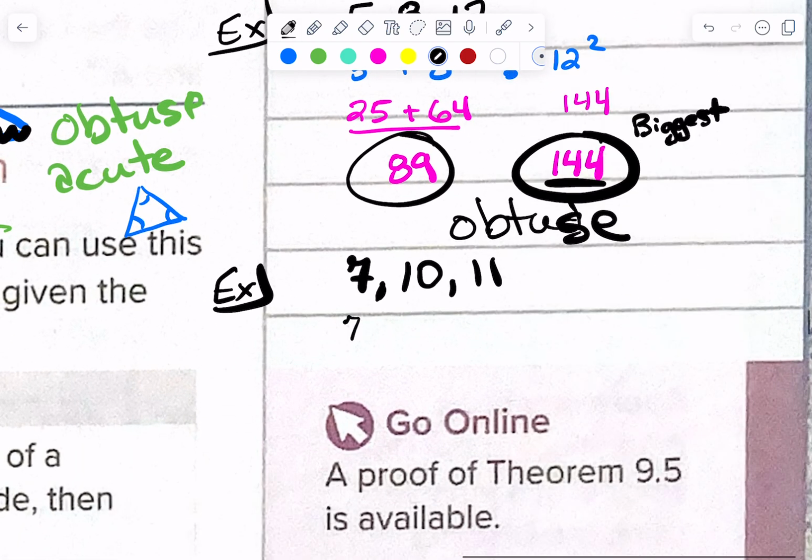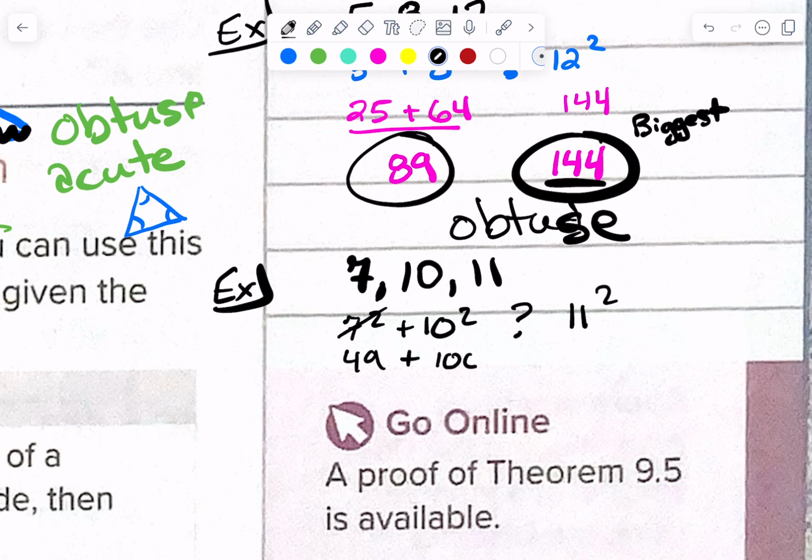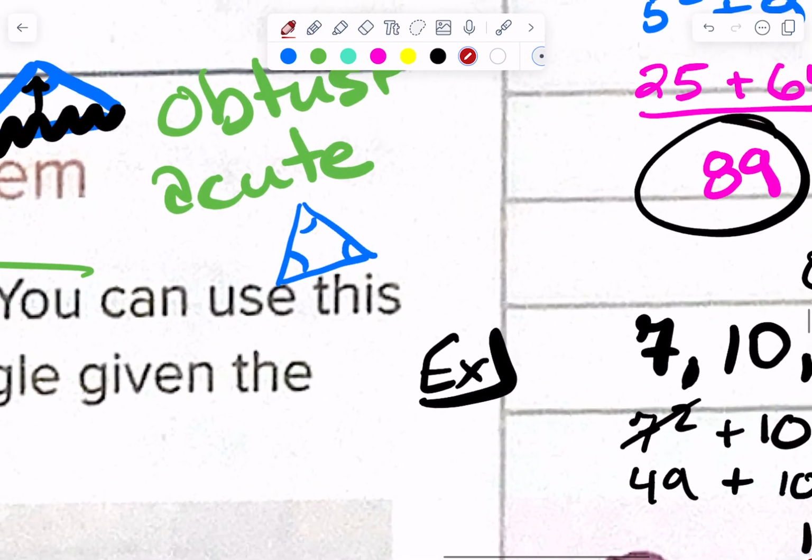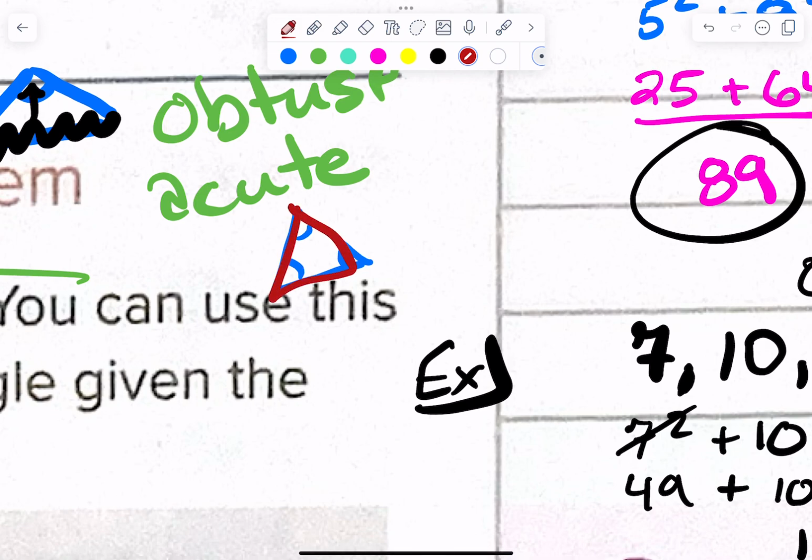Okay, versus this one. 7 squared plus 10 squared is in what relationship to 11 squared? Let's see. 7 squared is 49. 10 squared is 100. 11 squared is 121. 49 plus 100 is 149, and 121. Okay, this 121 was my biggest side. But in relationship to the other two sides, it's fairly small, right? Even the biggest side is smaller than the other two added together. So this means you have an acute triangle where your biggest side is still comparable to the other two sides.